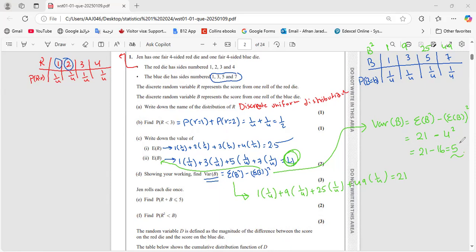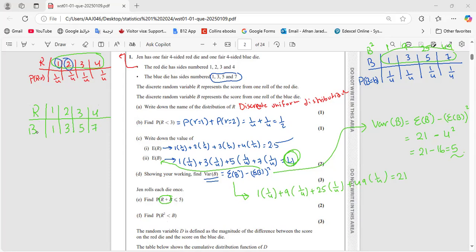Next part: Jin rolls each die once. What is the probability that R plus B is less than or equal to 5? R plus B, you need to add the outcomes of R and the outcomes of B, to find the sum of these outcomes, which must be less than or equal to 5. Look here. The outcomes of red are 1, 2, 3, 4, and the outcomes of B are 1, 3, 5, 7.